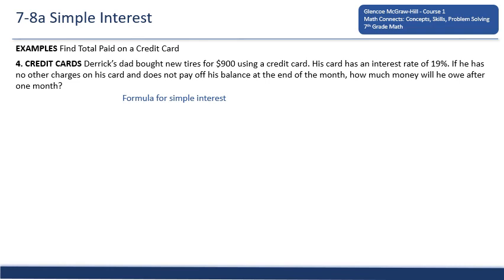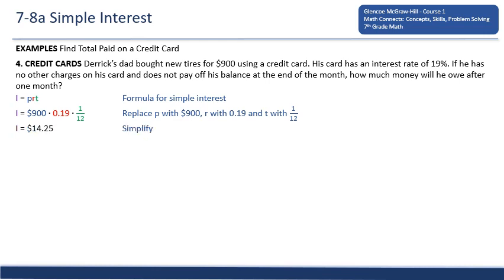The formula for simple interest is interest equals principal times rate times time. If we replace the principal with $900, the rate with 0.19, which is the decimal for 19%, and the time with 1/12, which is 1 month out of 12 months in a year, we get $900 times 0.19 times 1/12.